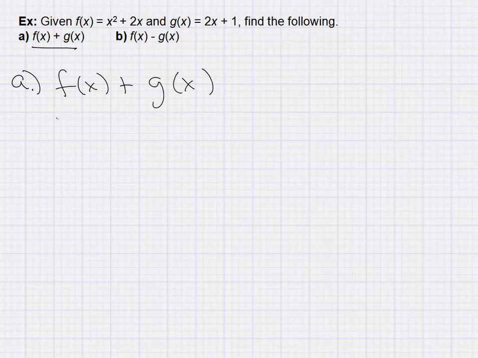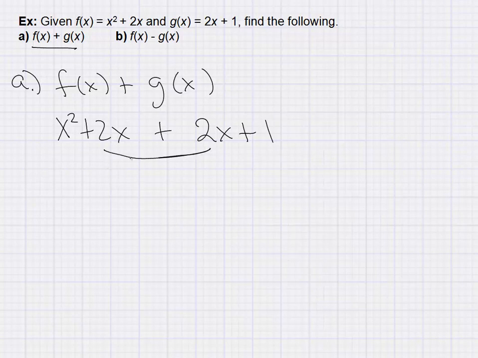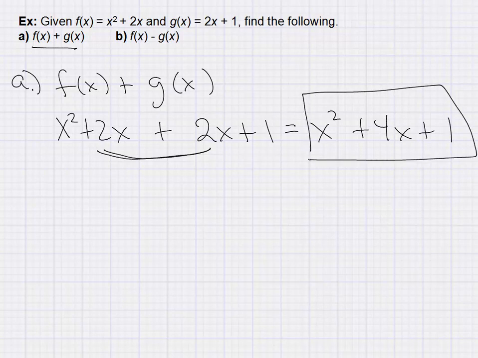Well, if f of x is x squared plus 2x and g of x is 2x plus 1, then I have to add those two functions together. Now, how do I do it? Well, they're polynomials. So the only way you add polynomials together is by combining like terms. These are the only two like terms that I have, so I get x squared plus 4x plus 1. There's not a whole lot to it, but what I just did is I combined two functions into a new function.